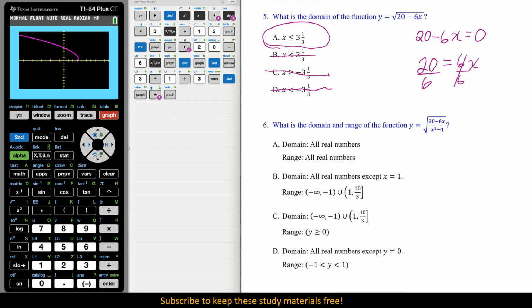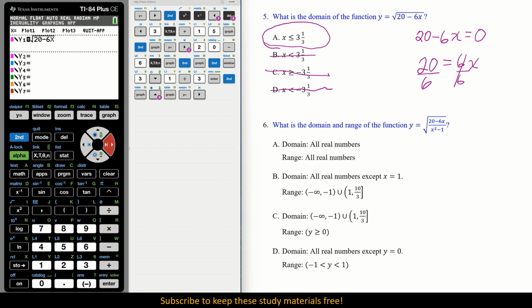Okay, what is the domain and range of the function y equals? Oh, this one's dicey. Everything under the radical, and that's 20 minus 6x over x squared minus 1. Okay, we're just going to enter that in the y equals. We're going to clear everything out first. I'm just going to start out fresh, okay? So I'm going to say second x equals, now my radical. Then I have to go to alpha y equals. Number 1 is highlighted. That's what I want.